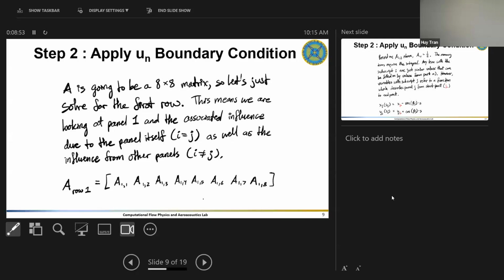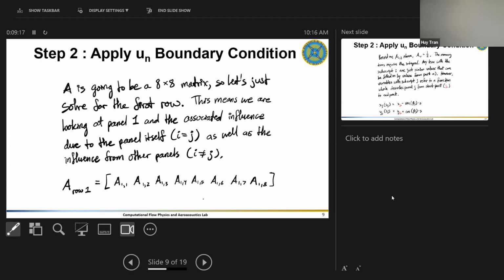So how the matrix works is, I think it's row, comma, column, right? So A11, A12, A13, etc., all the way down. What this means is the first element in your row is 1,1, which refers to panel 1's influence on panel 1. It sounds a little bizarre, but the panel itself is going to have influence on itself.